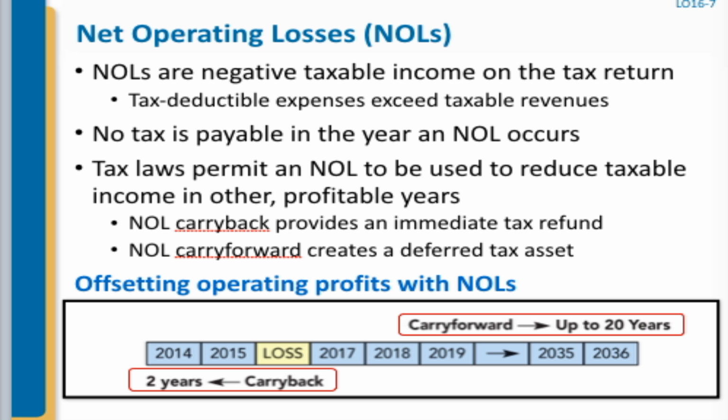You lost money. So the important concept with respect to net operating losses is not what you're doing with it this year, but what you're able to do with it, carrying it backwards and carrying it forwards. So you can carry it backwards 2 years, and you can carry it forwards up to 20 years. Okay? Why is that important, or how is that beneficial?